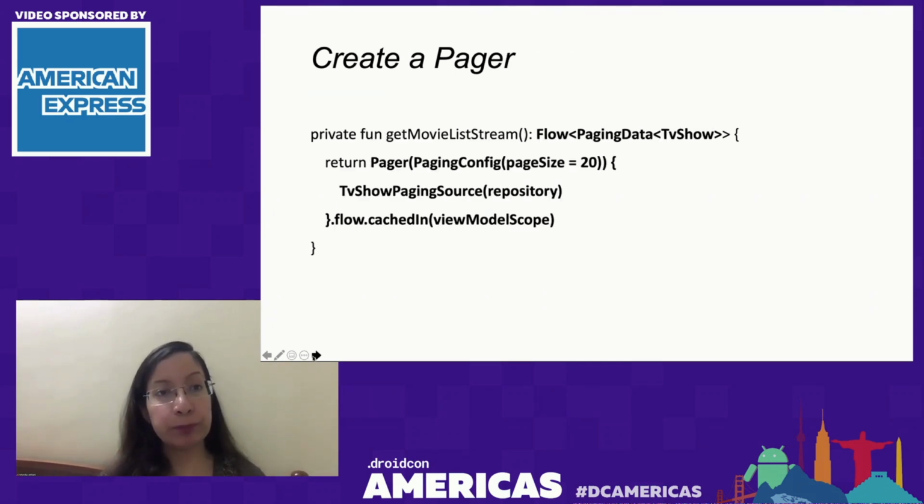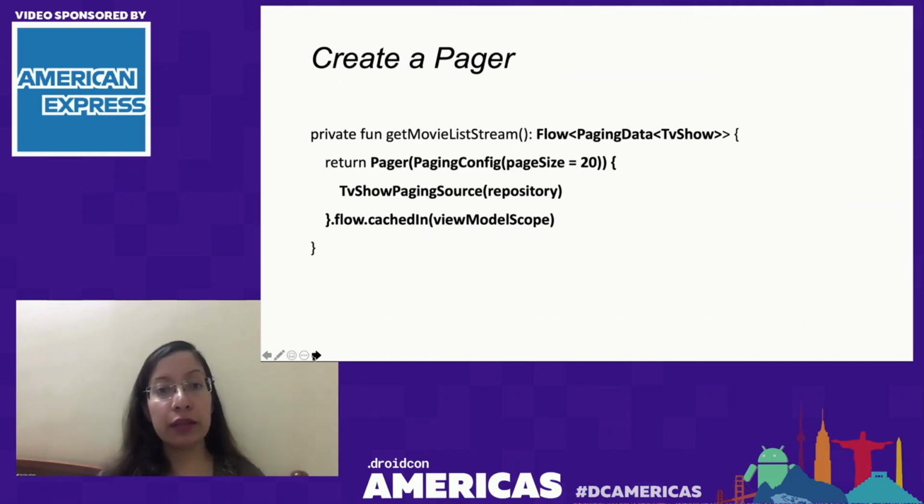And next we create a Pager. In this Pager, we give it a paging configuration, and we give it the paging source. The Pager is responsible for calling the load method of your paging source. In the paging configuration, you can give several configuration properties. Page size is a mandatory value which you need to give. Apart from that, there are other properties which you can give, like the initial load and enable placeholders. Those are optional.